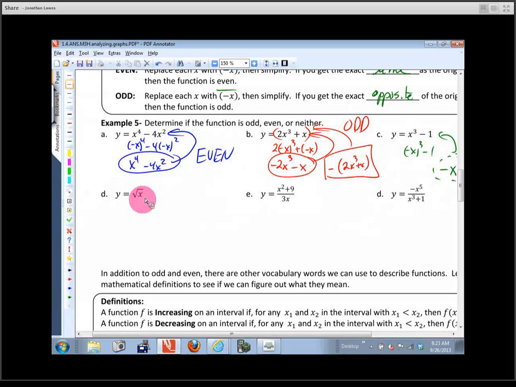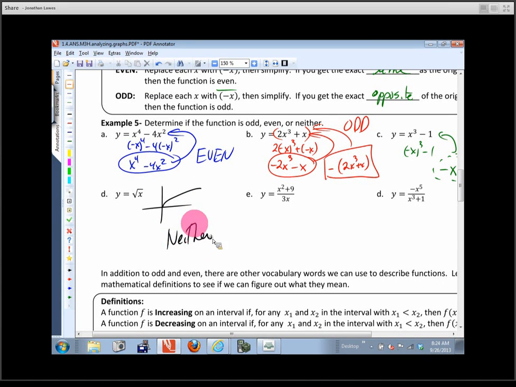Square root function. Anybody know what that looks like? Have we seen that before in this class? Looks like this, right? Is there any symmetry to that? No. So this one is going to be neither.